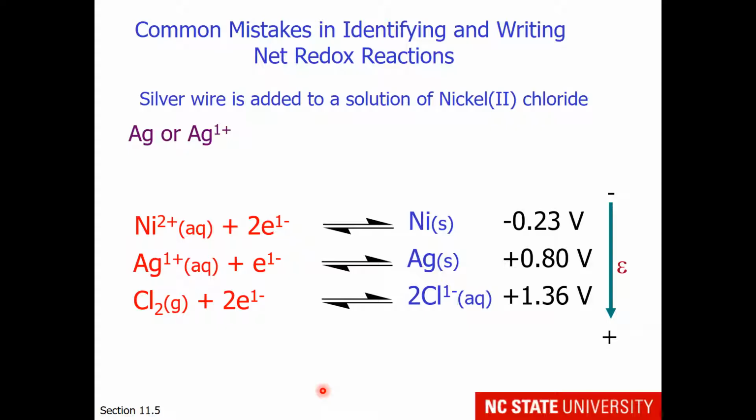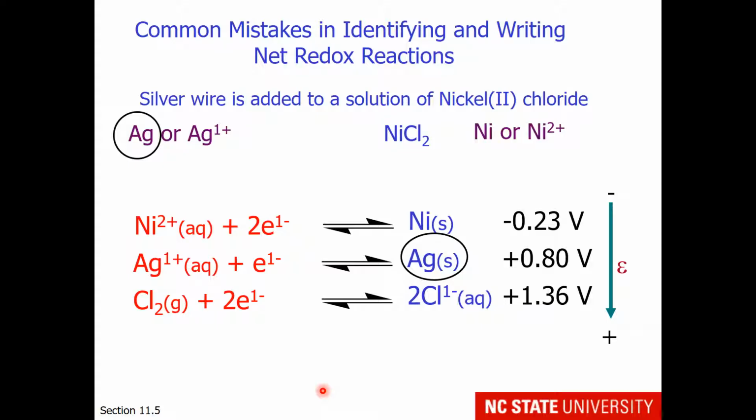Does that mean silver in the 0 oxidation state or silver 1+? I hope you say, it sounds like something I can hold in my hand, so it must be solid silver. How about nickel 2 chloride? That would be this compound right here.